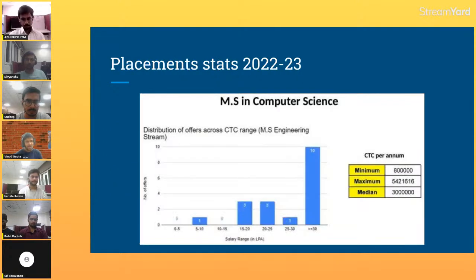Yeah, thank you, Sudeep bhai. Now, I would like to put light on placement stats basically of 2022 and 23, because 23 stats are not out as of now. So, I would like Abhishek to put light on this. Over to you, Abhishek.